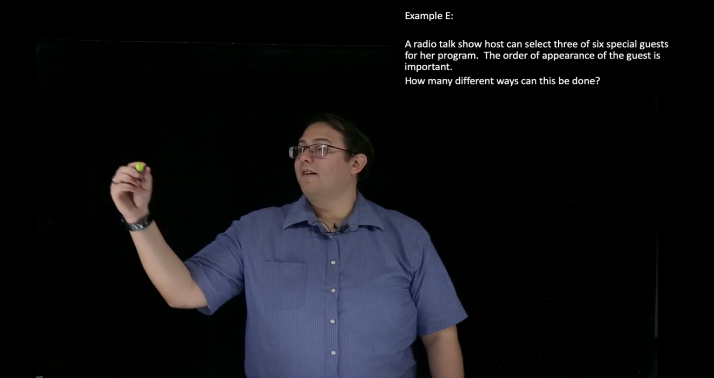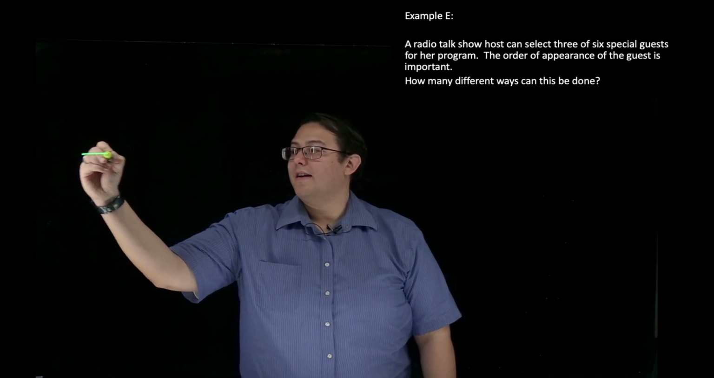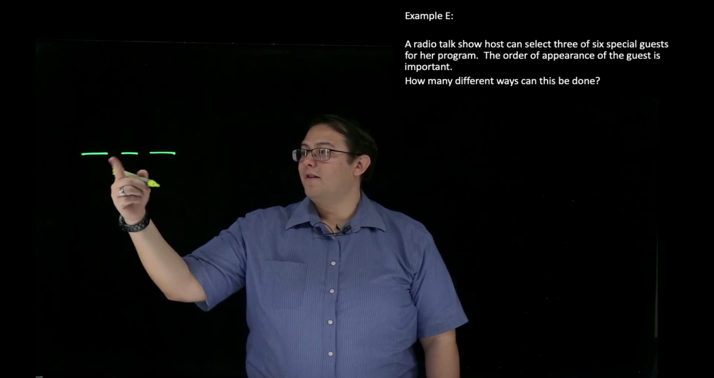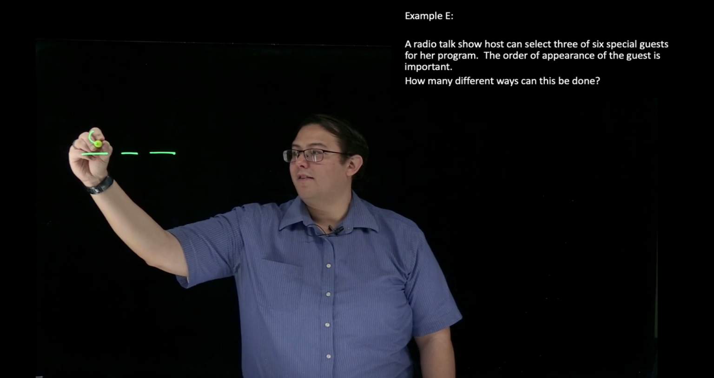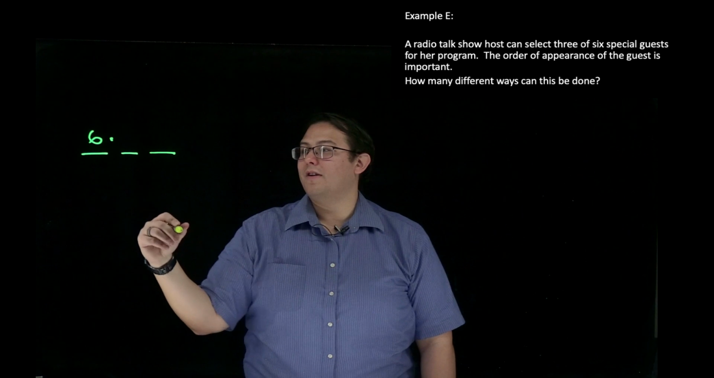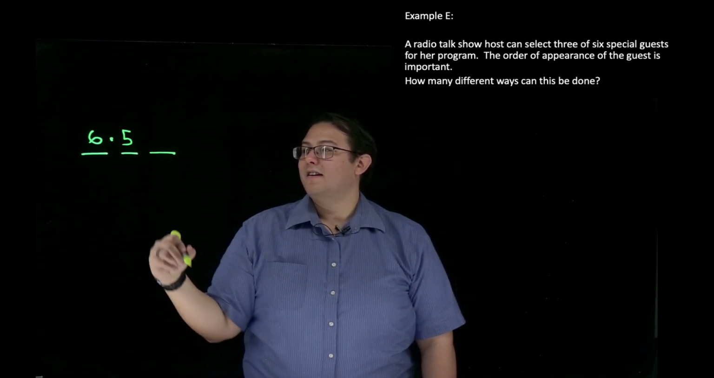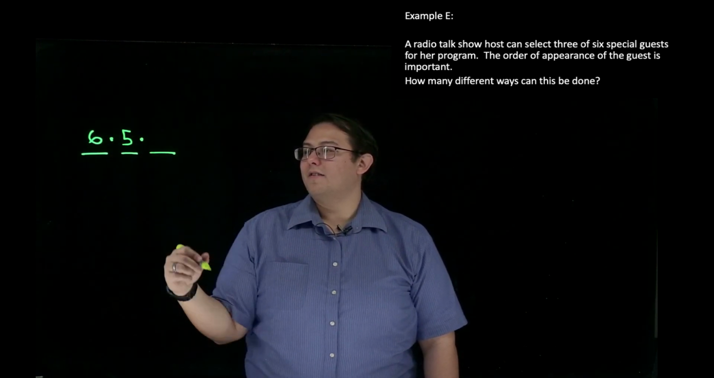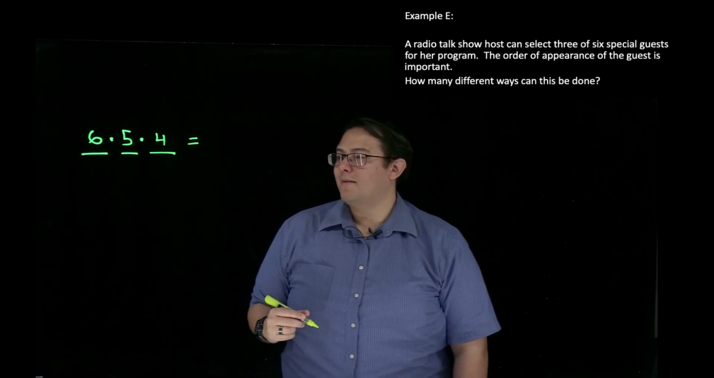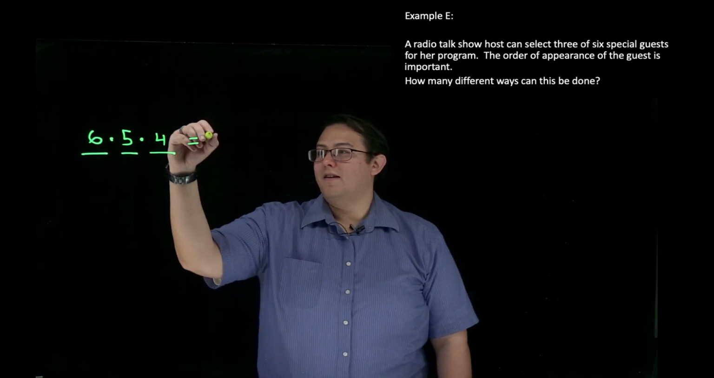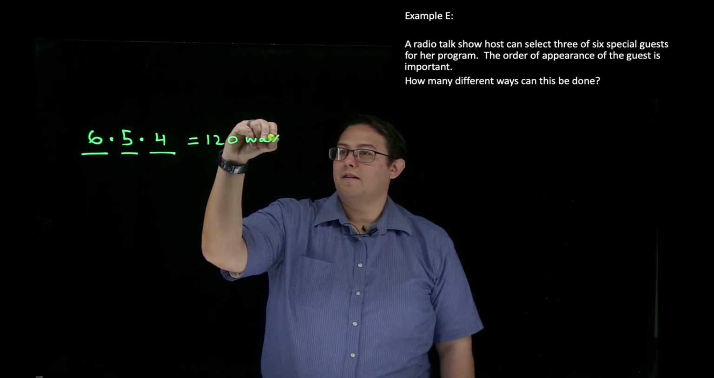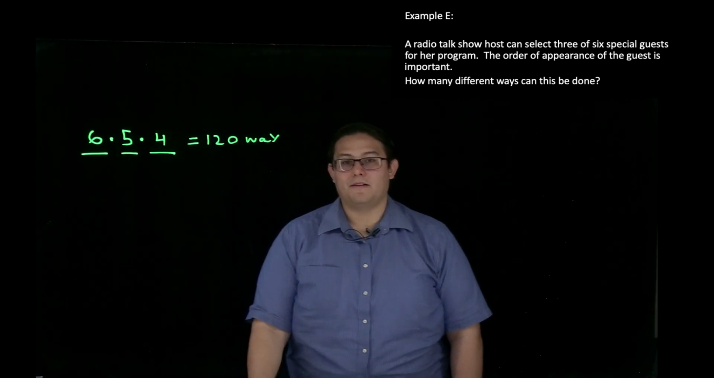So if we use the fundamental counting rule, there's going to be 3 guests. For the first guest, we have 6 different options. And once we choose the first guest, now we only have 5 options. And then we multiply that by the last one. Once we pick 2 guests, there's only 4. And if you use your calculator and multiply, you're going to get 120 ways. So that's using the fundamental counting rule.